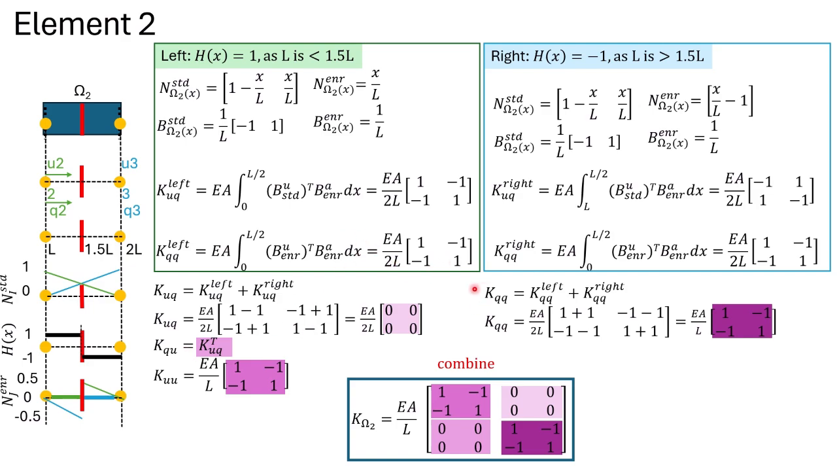And then for KQQ, again, we have to combine the two matrices together, and that combination results in this matrix over here of EA over L times 1, -1, -1, 1. So combining all of those components here, we get the full K matrix for our element 2 represented here.